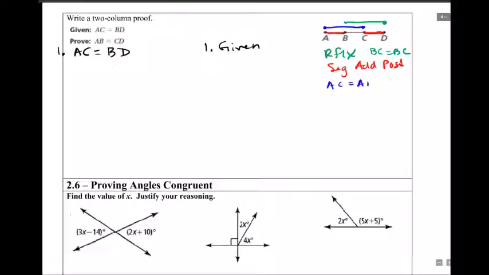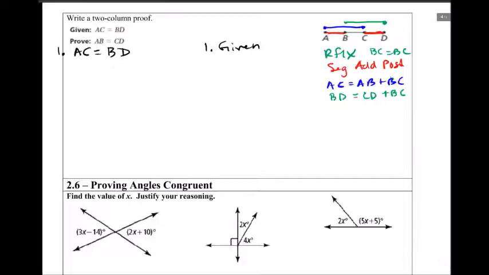AC is AB plus BC. Length AC equals length AB plus length BC. And length BD, notice how I'm keeping everything in the same order as in my given. Length BD equals, and I'm actually making some choices here. I'm going to want to put my plus BC down here on the end. So CD plus BC. Why do I want my BC on the end? Because I want it to remind me that I've got the reflexive property here. So that's my segment addition postulate.